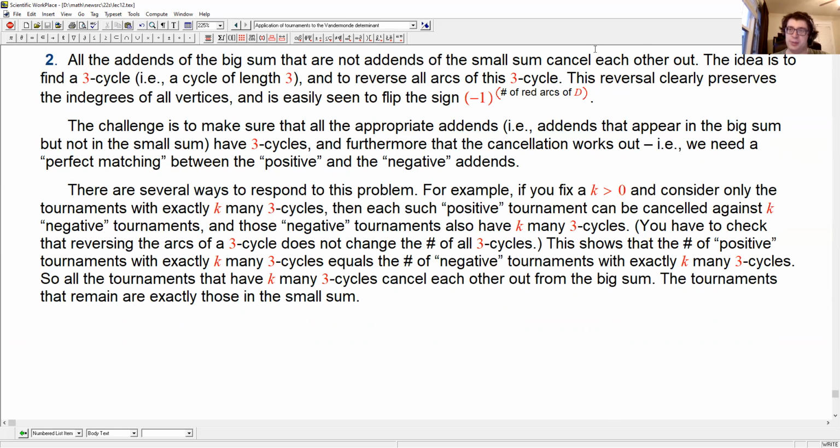All right, so much for tournaments. Next time we'll be talking about independent sets and also about colorings.